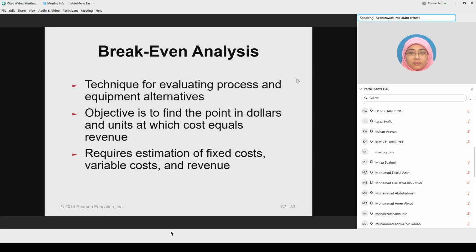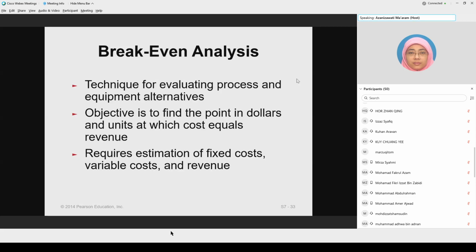So, for break-even analysis, the technique for evaluating process and equipment alternative lah. If let's say you have two types of machines, and then you want to evaluate which machine that you should buy for the company. So, the objective is try to find the point in dollars and units at which cost equals revenue.